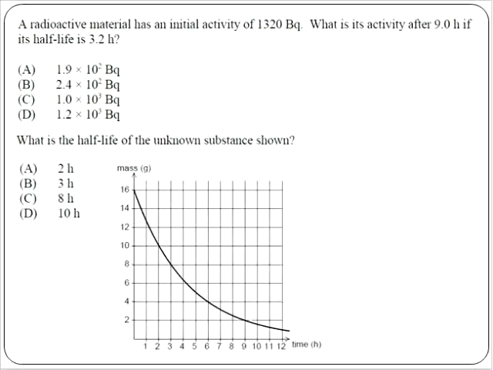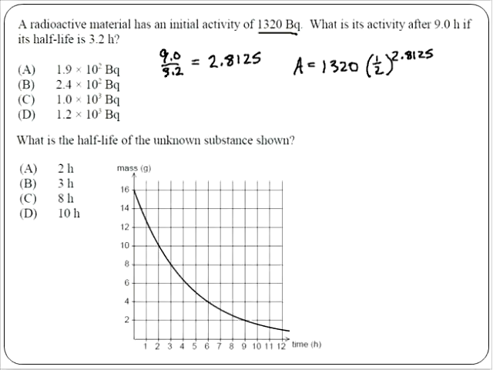Let's take a look at this one. We've got a radioactive material with this initial activity, and BQ stands for becquerels, remember, which means the number of decays per second. What is its activity after 9 hours if its half-life is 3.2? So how many half-lives are there? Well, 9.0 divided by 3.2 happens to be 2.8125. So the amount remaining is going to be 1,320 times a half to the power of the number of half-lives, which is that number.